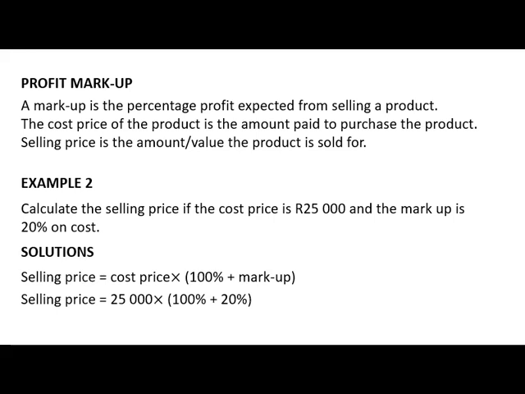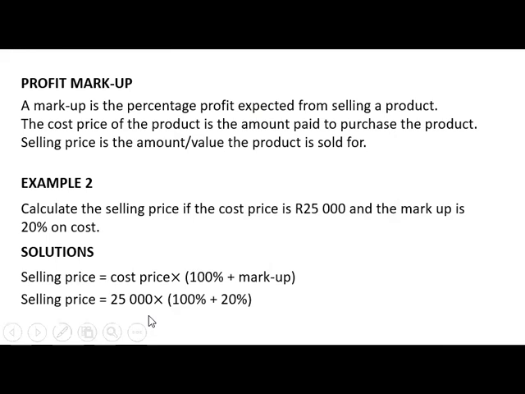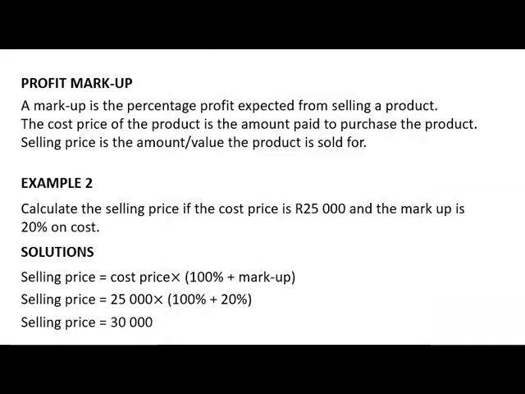Enter that into your calculator. Simply take 25,000, multiply it by, open brackets, 100% plus 20%, and it will give you 30,000, which is the solution that you will get. So basically the selling price will be 30,000.